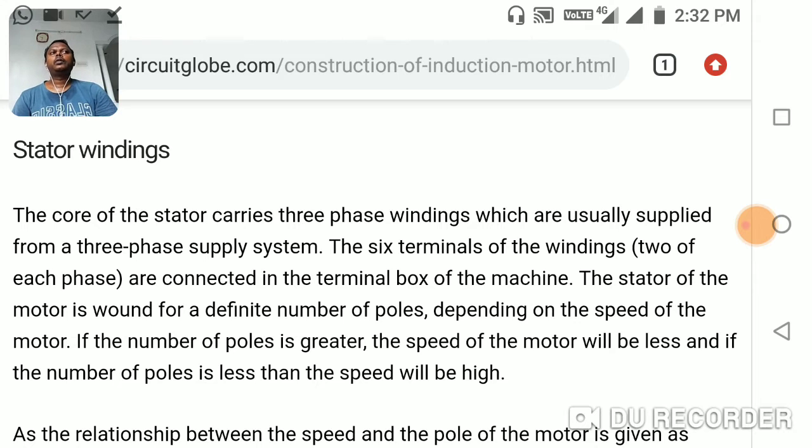of the motor. As you are aware, the pole is the main thing which shows the speed of the machine. If the number of poles increases, as you know previously, the speed will be decreased. If the number of poles increases, the speed will be reduced. If the pole is lesser, the speed will be higher. I hope you can understand.